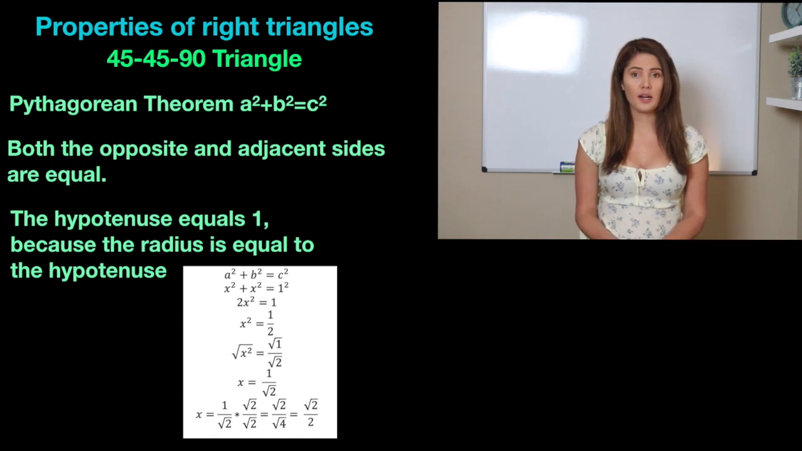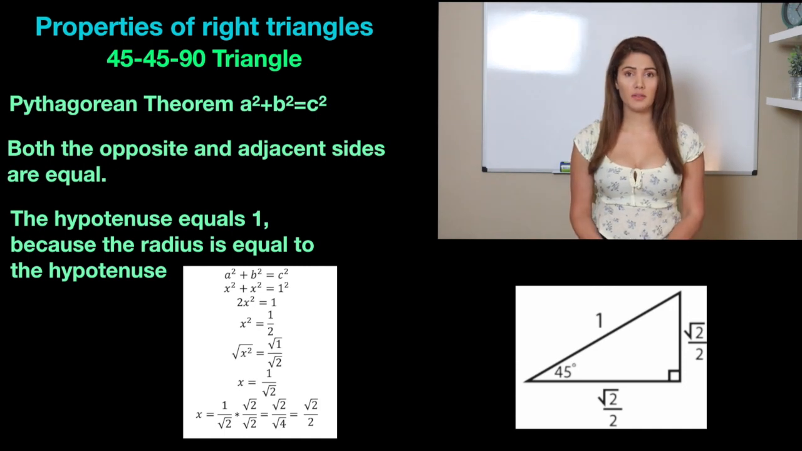So x squared plus x squared equals 1 squared. Simplified would be 2x squared equals 1, and divide both sides by 2. X squared equals 1/2. Take the square root of both sides. X equals the square root of 1 over the square root of 2, which would be 1 over root 2. And we don't like radicals in the denominator, so we're going to multiply by root 2 over root 2, which is the same thing as 1. It's just a way to kind of manipulate the fraction. And our final answer is going to be root 2 over 2.